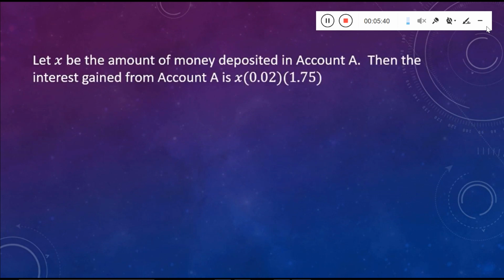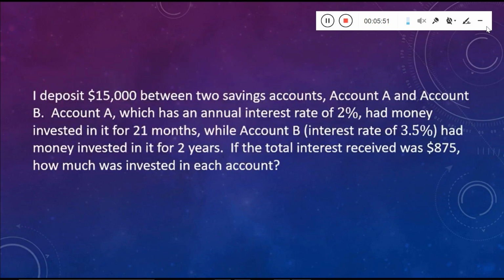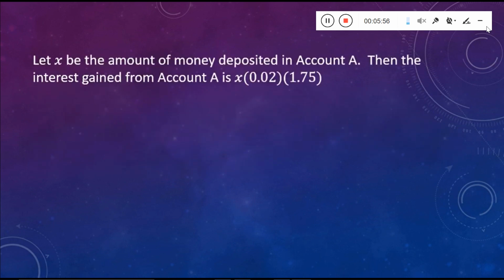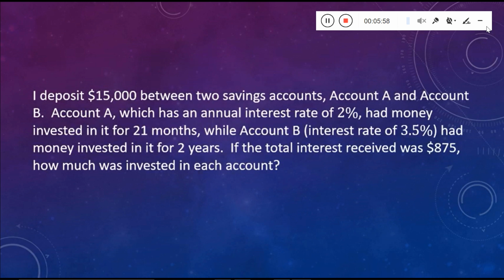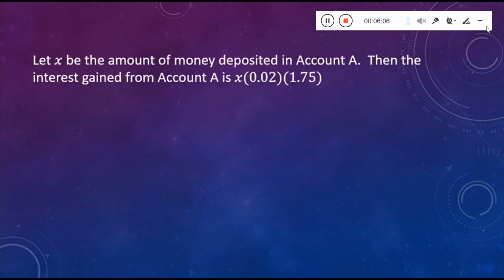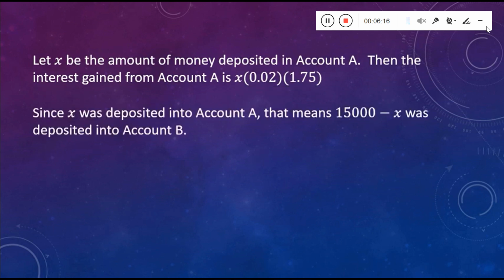So let's let X be the amount of money that was deposited into account A. Then the interest that I gained on that money, which I let sit in that account for 21 months at an annual interest rate of 2%, is going to be X, how much I put in, times the rate used as a decimal, 0.02, and 21 months converted into years is 1.75 years. So that product is going to give me the interest I gained just from A.